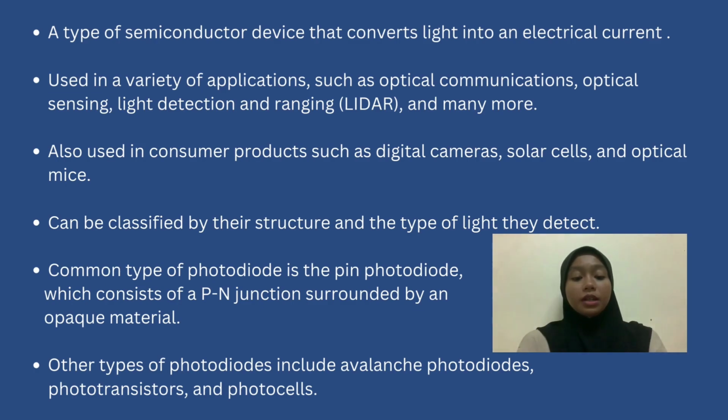Photodiode can be classified by their structure and type of light they detect. The common type of photodiode is PIN photodiode, that consists of PN junction surrounded by opaque material. Photodiode is designed to work in reverse bias condition. It means that P side of photodiode is associated with negative terminal of the battery, while the N side is connected to the positive terminal of the battery. The other types of photodiodes are avalanche photodiode, phototransistor and photocells.